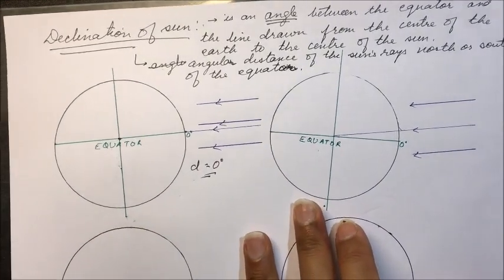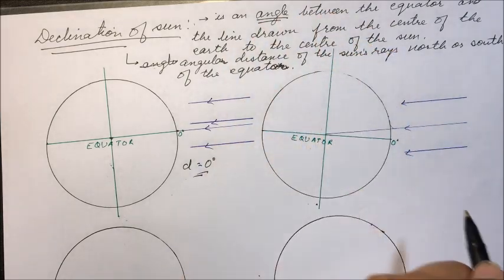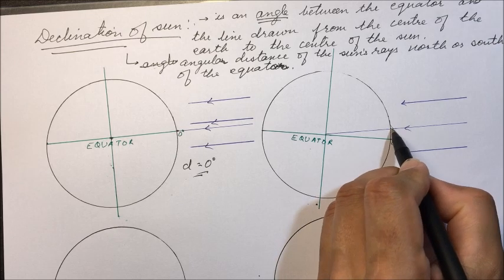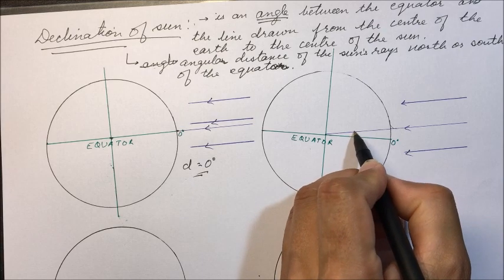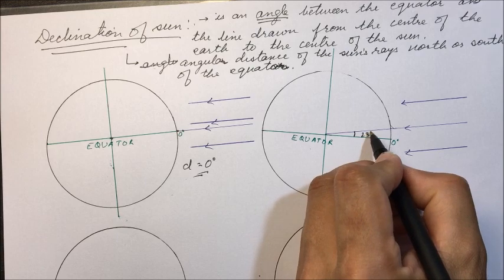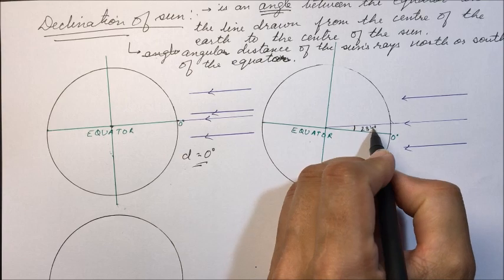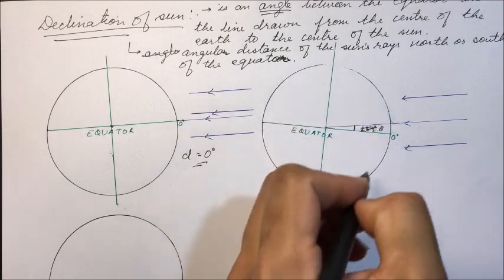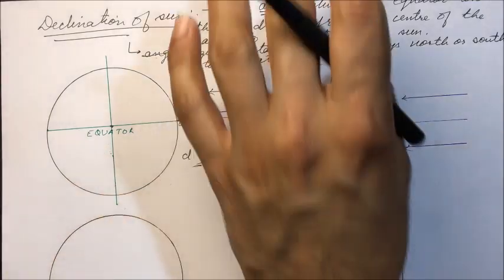But as we know, earth is tilted on its axis by 23.5 degrees. So as the rays come from the sun, they fall on the surface at some angle, and as we join it to the center of the earth, it makes some angle. For example, here it is 23.5 degrees. This declination angle, if we take it as theta, keeps on varying throughout the year. So this angle varies from 0 degrees at the equinox.